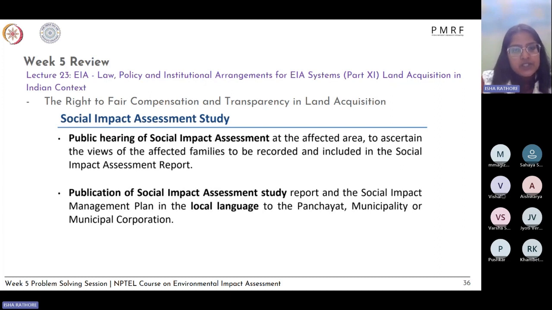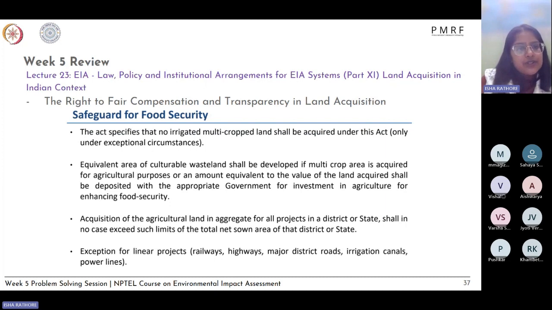And the publication of the social impact assessment study report also needs to be done in the local language and sent to the panchayat, municipality, or the municipal corporation where the affected families or communities live, so that their views and feedback are also recorded and they are aware that this kind of project is going to be undertaken. So they are aware about it. They also need to ensure a safeguard for food security.